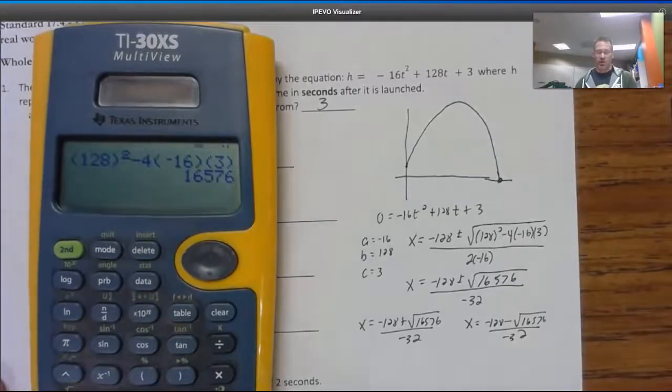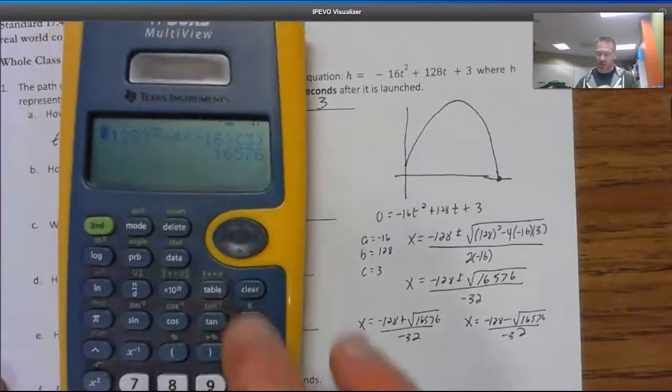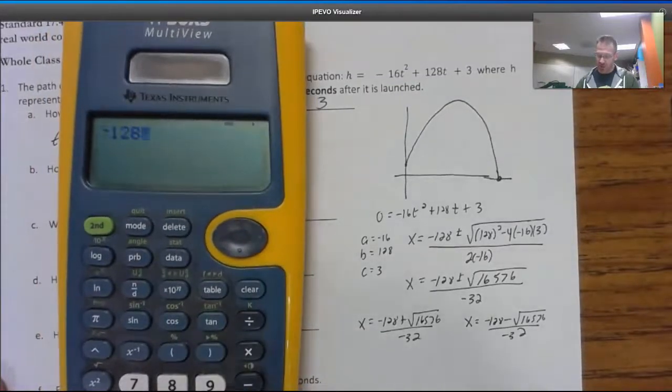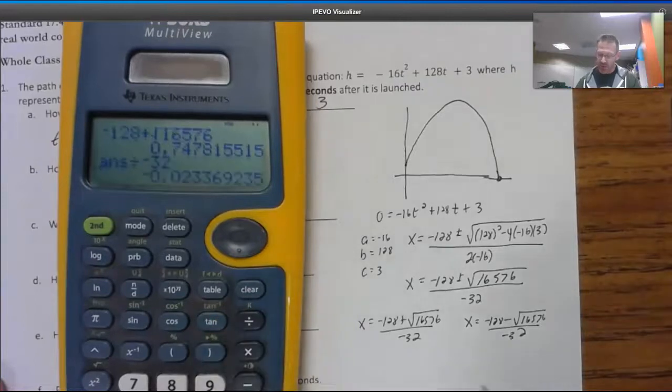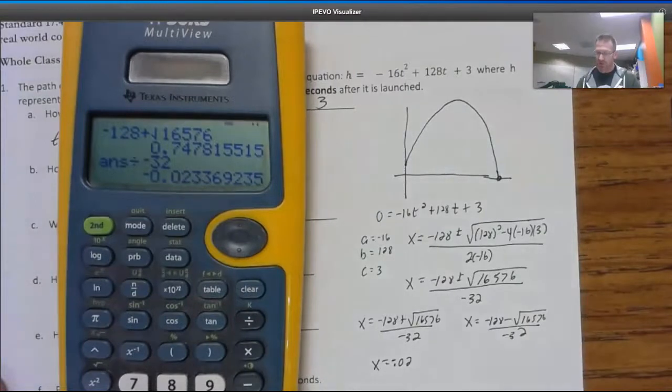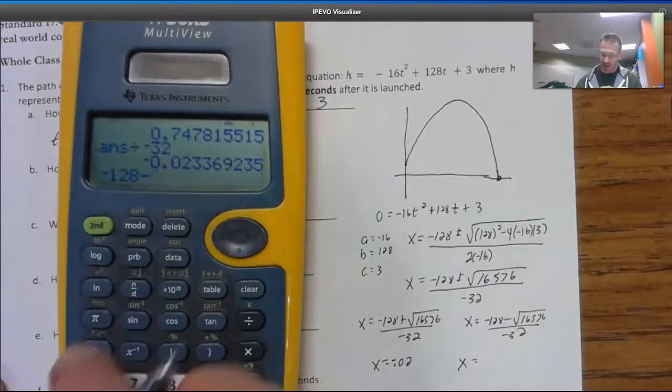All right, and then we just put that into our calculator, right? So negative 128 plus the square root of 16576, hit enter, and I'm going to divide that by negative 32. All right, and I get negative 0.02.